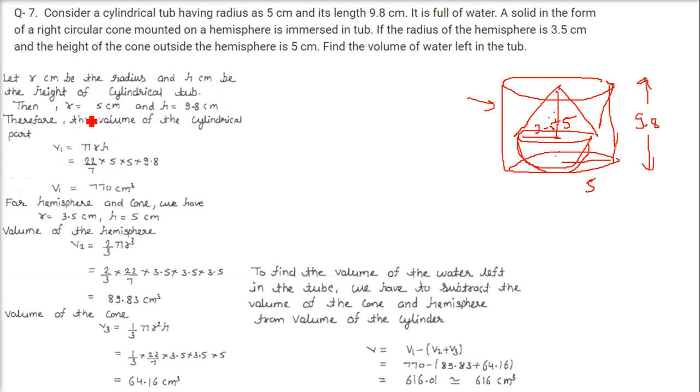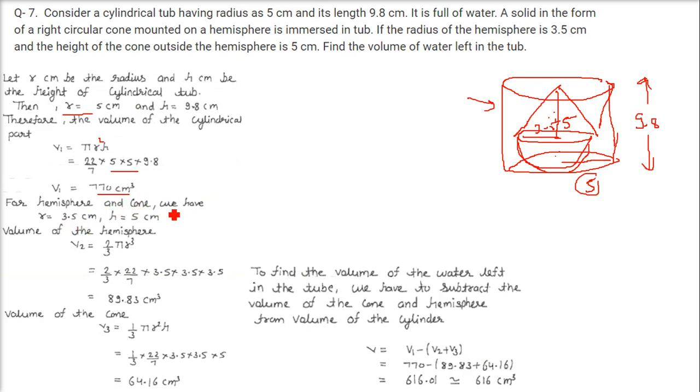Let R be the radius and H be the height of the cylindrical tub. So R is 5 and H is 9.8. The volume of the cylindrical part is pi R square H, so pi into 5 into 5 into 9.8, which is 770.